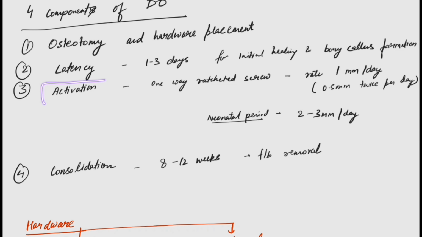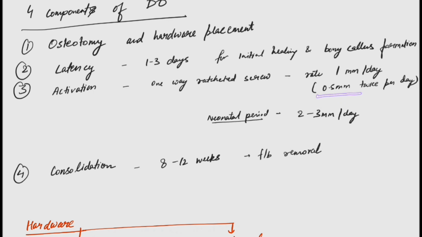After that, we go for the activation phase, where we have an implanted one-way ratcheted screw and we rotate the screw at the rate of 1 mm per day or 0.5 mm twice per day. In cases of the neonatal period, we can increase the rate of speed to 2 to 3 mm per day. And the last step of distraction osteogenesis is the consolidation phase, which is generally 8 to 12 weeks, which is followed by the removal of the implant.